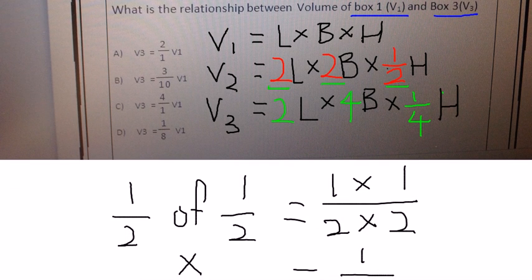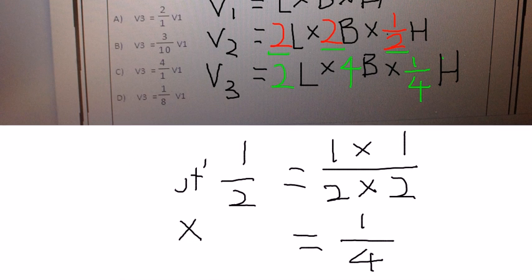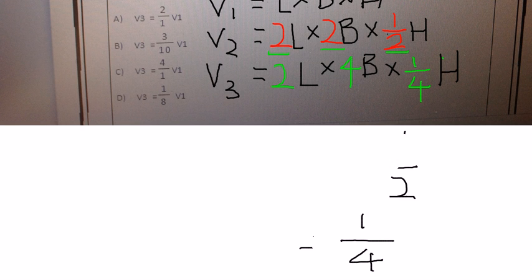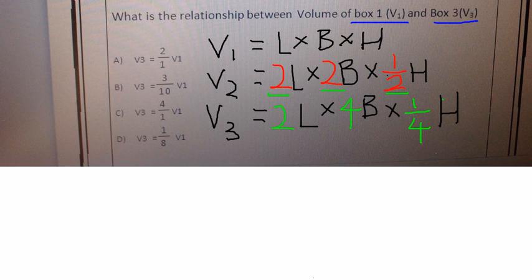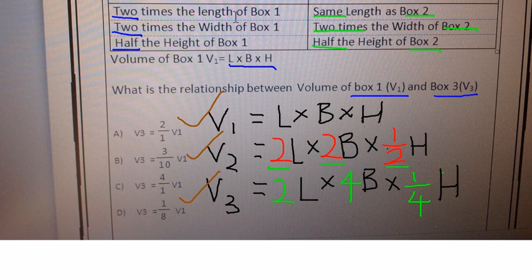Alright, so now we have found the L, the B, and the H for V1, V2, and V3. The question wants V1 and V3. So what do I do with V2? I ignore. Okay, I ignore V2. And I just look at V1 and V3. Okay, so V1 and V3.